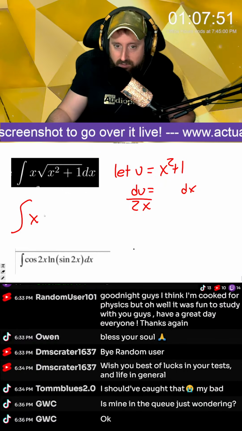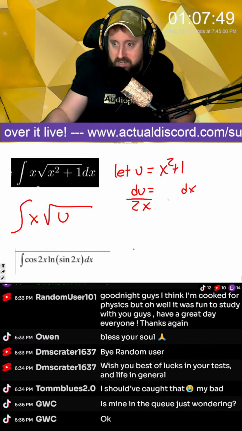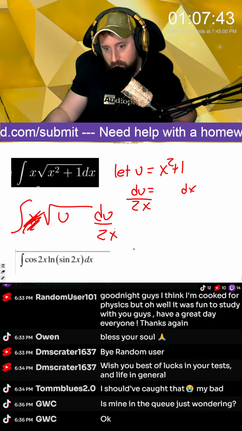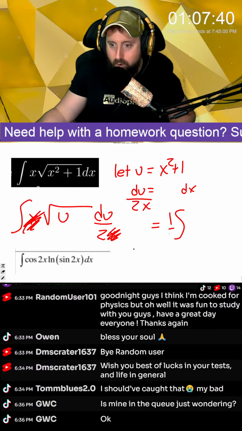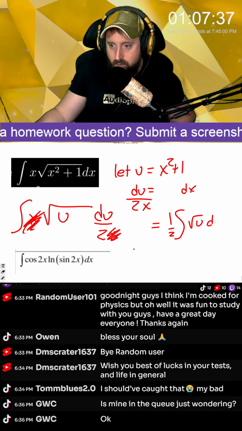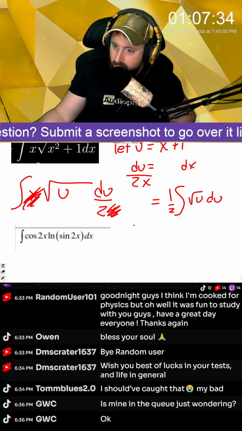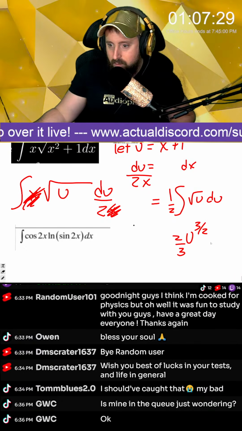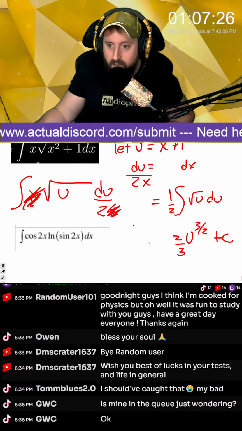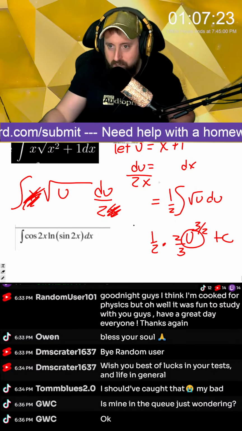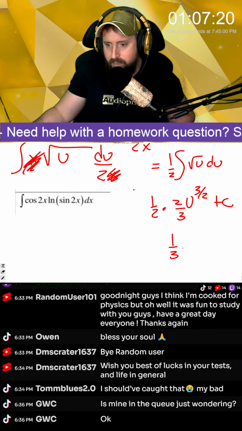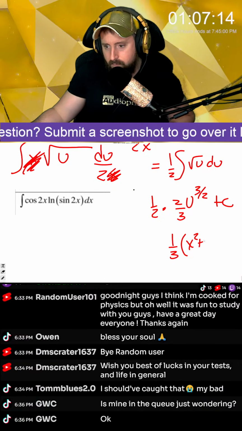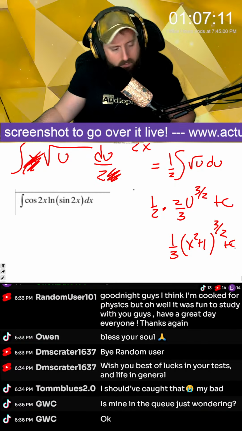So the integral of x times square root of u, but now dx is du over 2x. The x's cancel, right? This cancels with this, and you're just left with the integral of 1/2 square root of u du. This is an easy integral to do. This is just u to the 3/2 times 2/3, plus c. Don't forget the plus c. And then there's a 1/2 outside. Then you just replace u back with what you have. So you end up getting 1/3 times x squared plus 1 to the 3/2, and then you're done. Plus c.